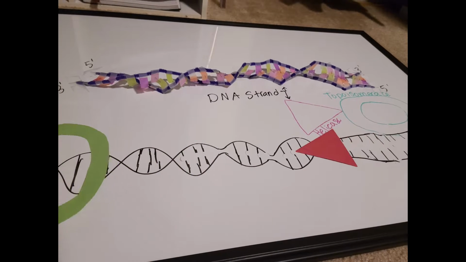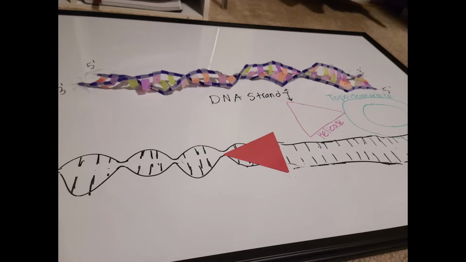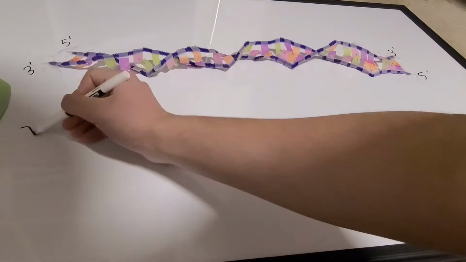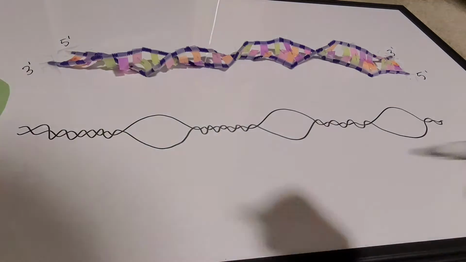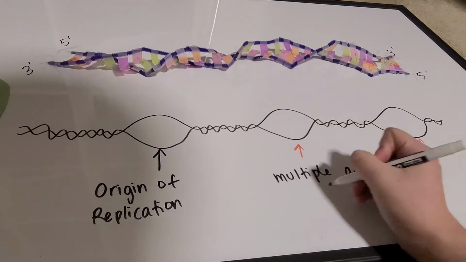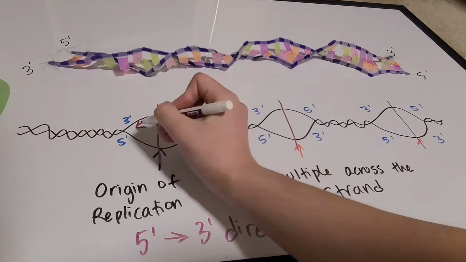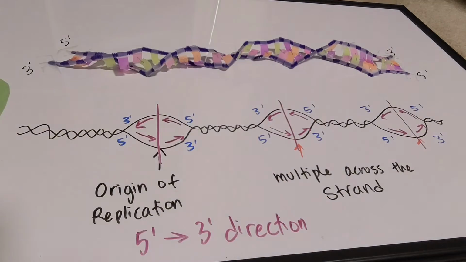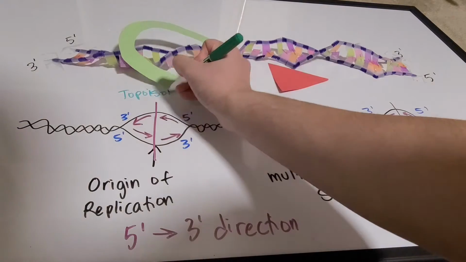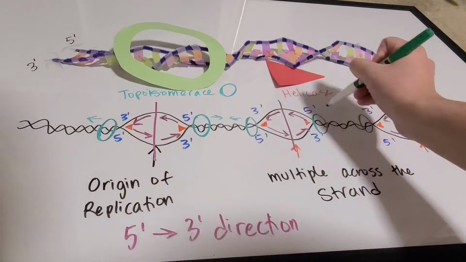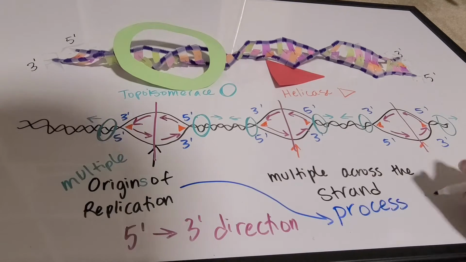Helicase is the enzyme that ends up separating both the strands completely, breaking their bonds and undoing the strands. This happens in multiple places across the strand at the same time at origins of replication. And these processes only occur in the 5' to 3' direction. These enzymes will make the DNA unwind faster so we can go through replication faster.